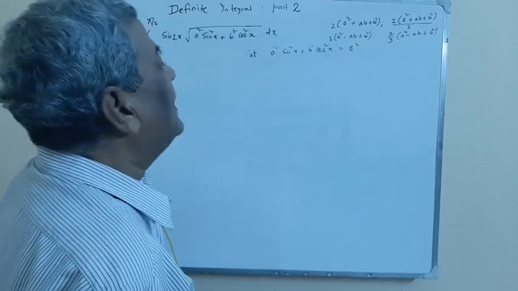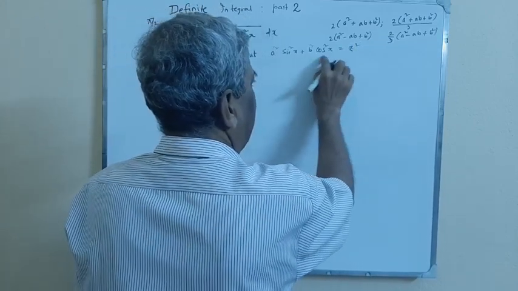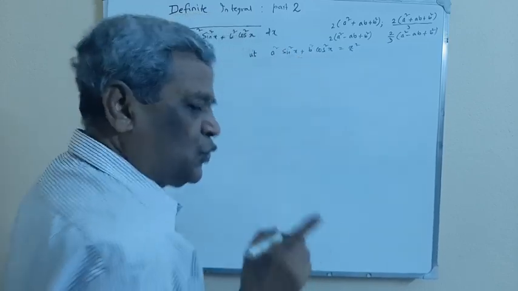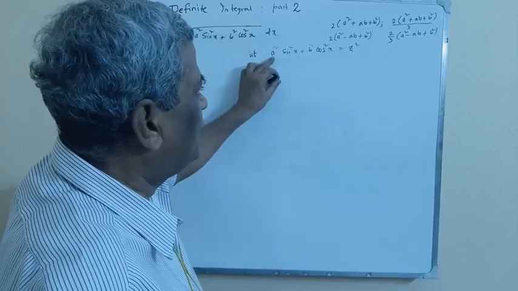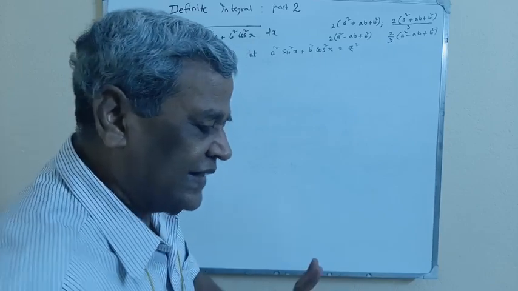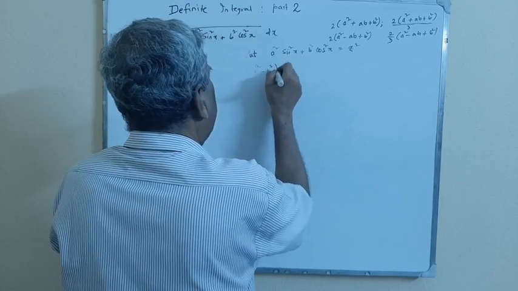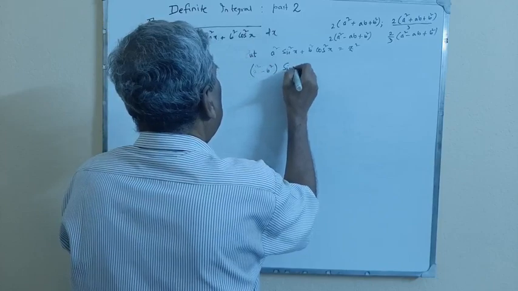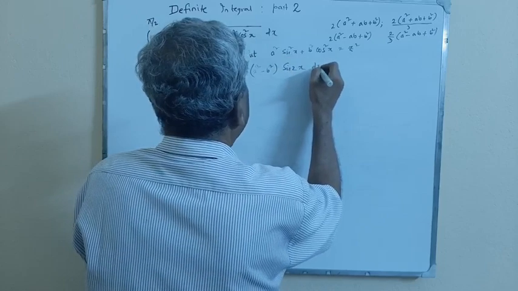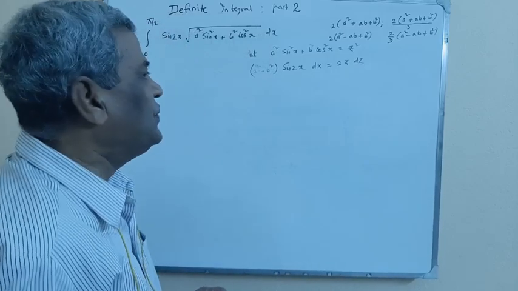Now first, let us change the variable. For that purpose, differentiate both sides. The derivative of sine square x is 2 sine x cos x. A square is constant. And the derivative of cos square x is 2 cos x into minus sine x. So its derivative is a square minus b square into sine 2x dx, which is equal to 2z dz. This is the change of variable.